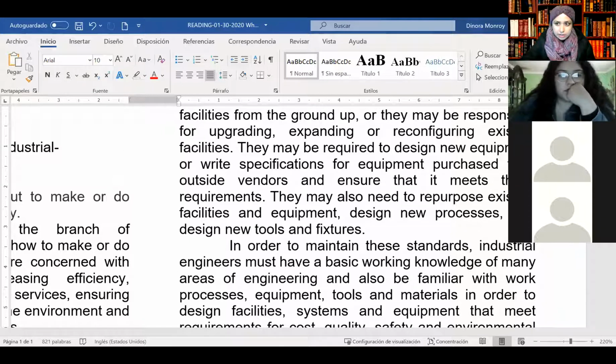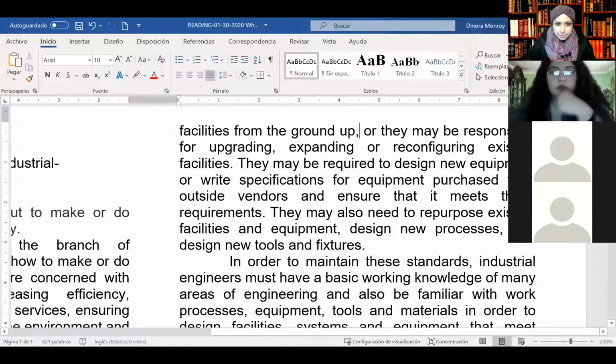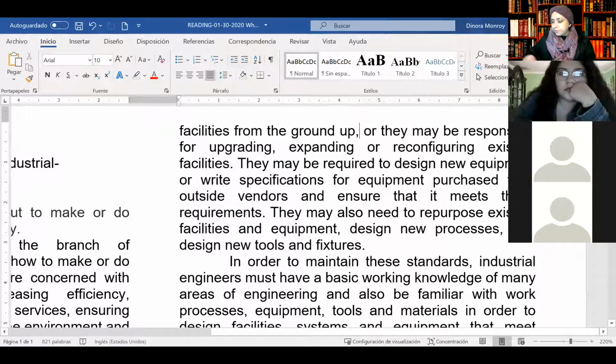New facilities from the ground up, or they may be responsible for upgrading, expanding, and reconfiguring existing facilities. Okay, thank you, Ramon. Next person.